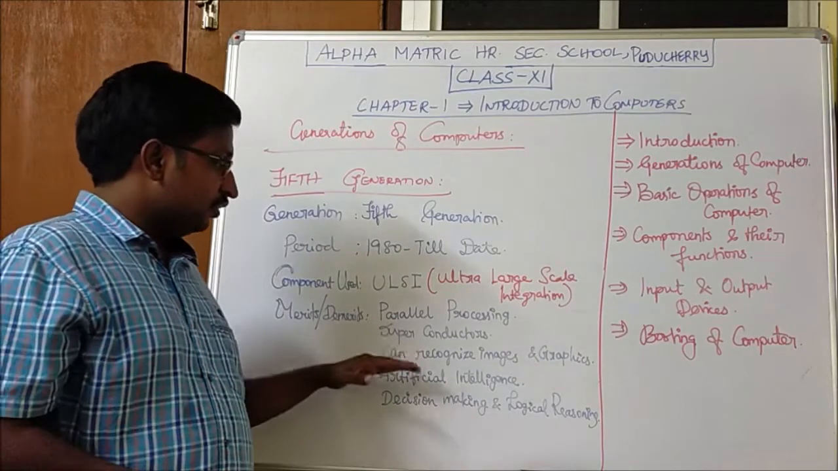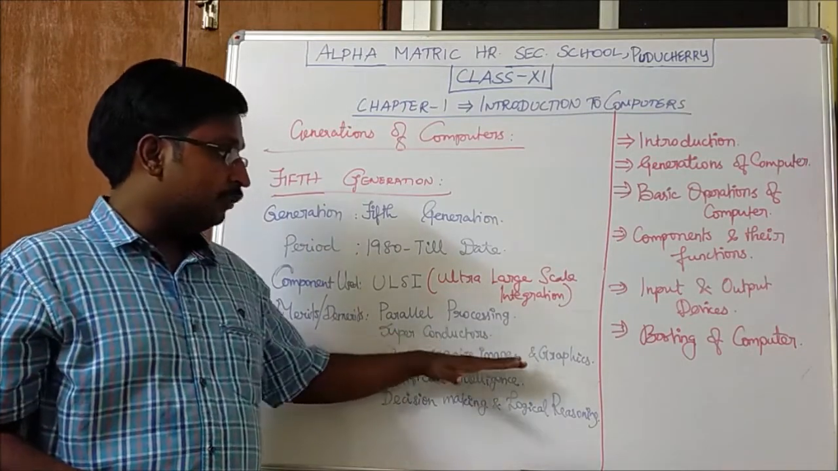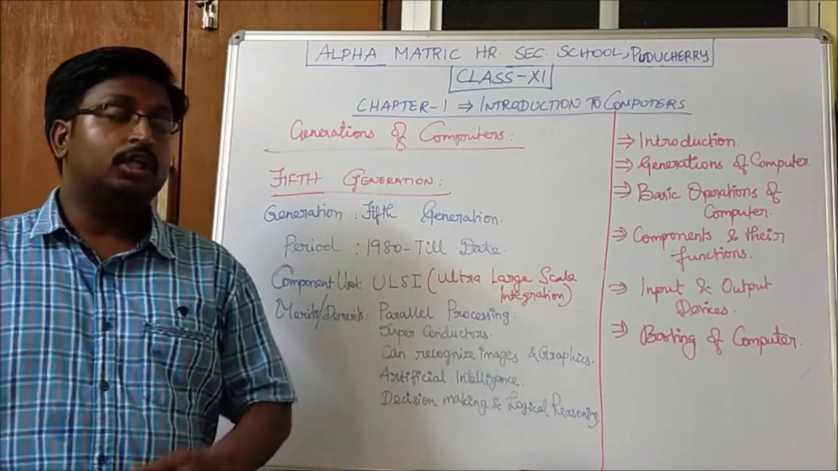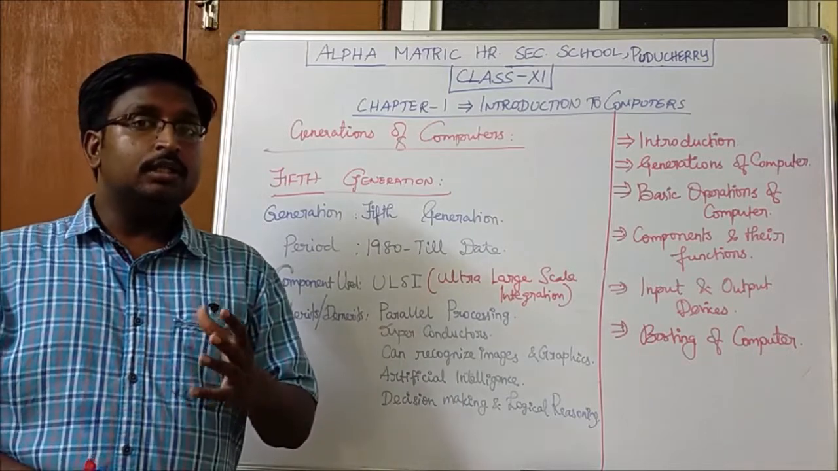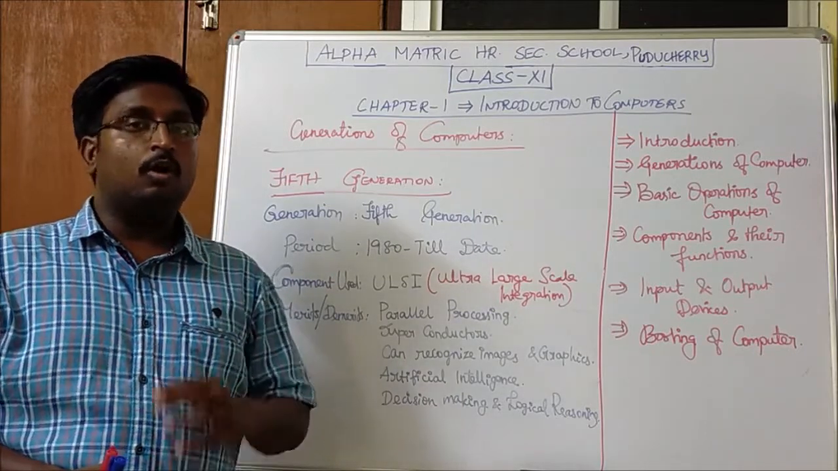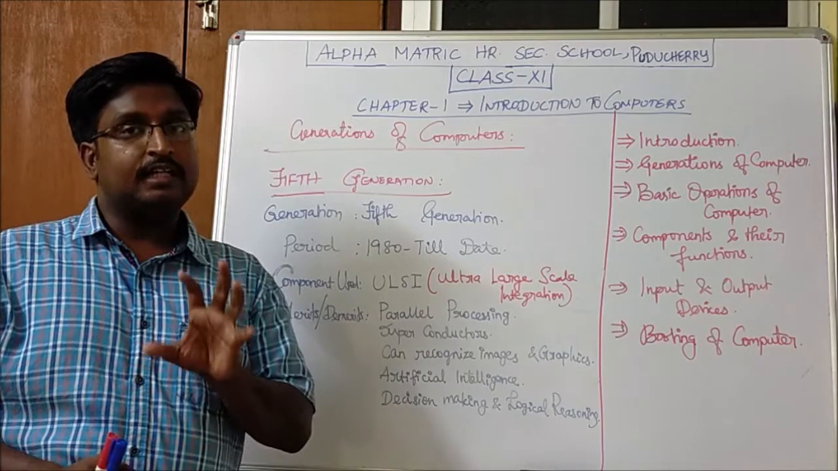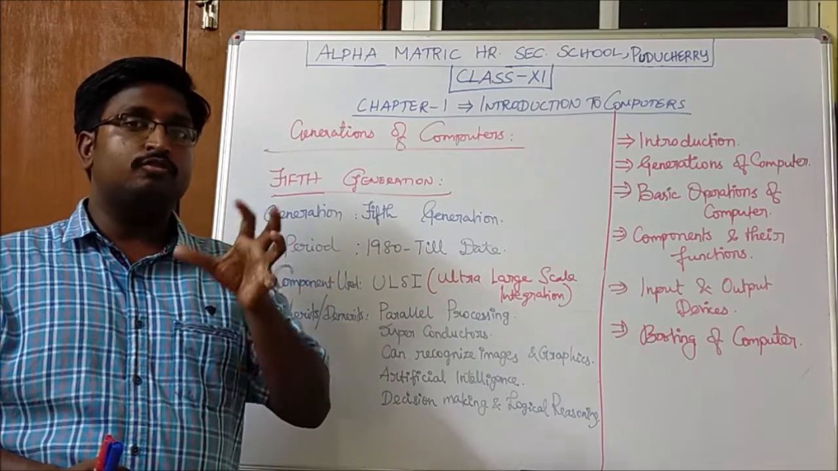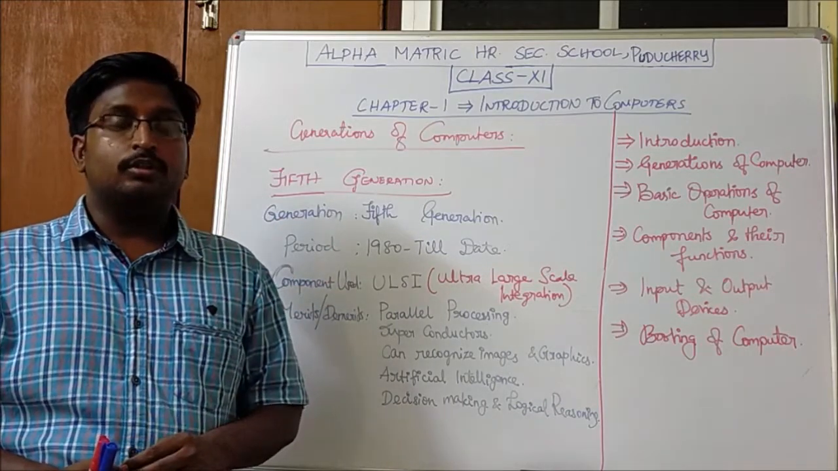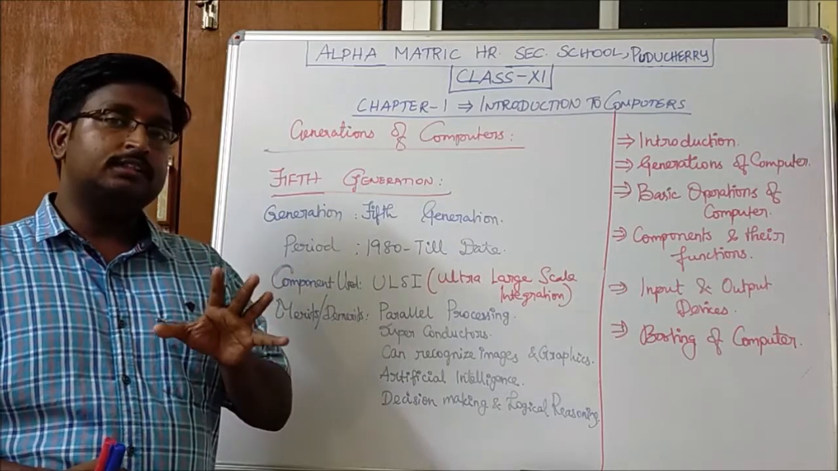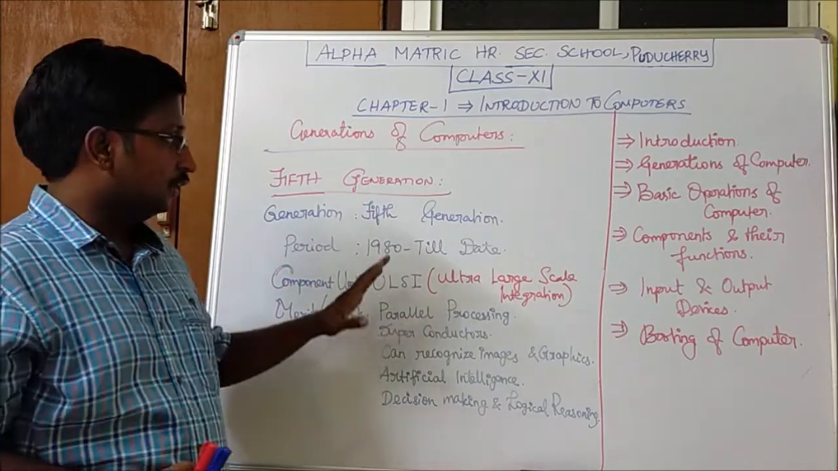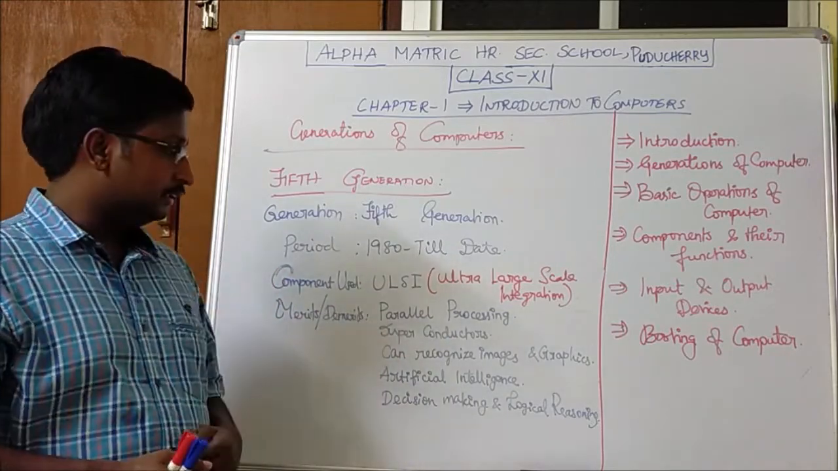Next is that it can recognize images and graphics. The computer is able to understand what an image is or what a graphic is, what the content is, and what the image tries to convey as an input. All these things are understandable by the computer in this fifth generation.